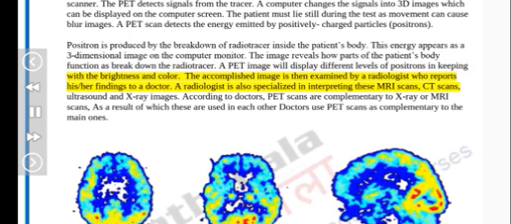The accomplished image is then examined by a radiologist who reports his or her findings to a doctor. A radiologist is also specialized in interpreting MRI scans, CT scans, ultrasound and X-ray images.